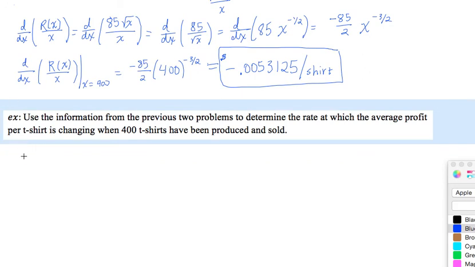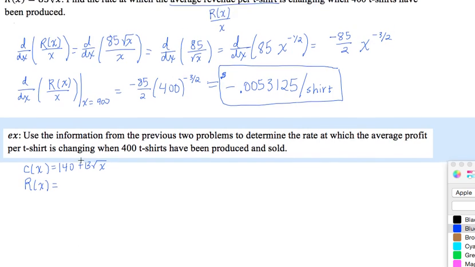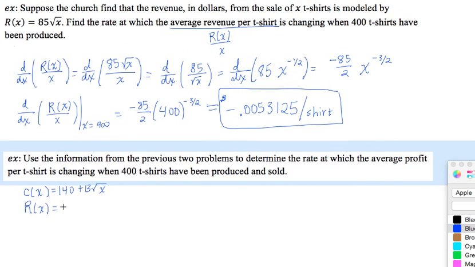See, there's sort of a long way to work this and a short way to work it, but let's work through it the way I think makes the most sense. So if C of X was equal to 140 plus 13 root X, and capital R of X we were given was 85 root x.